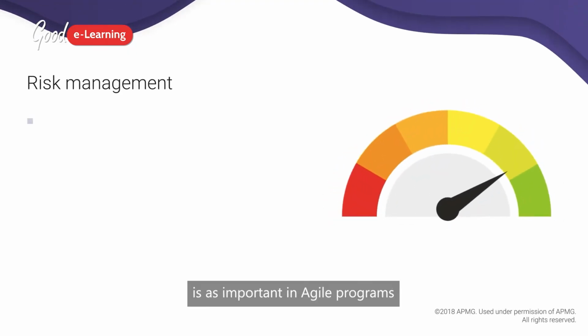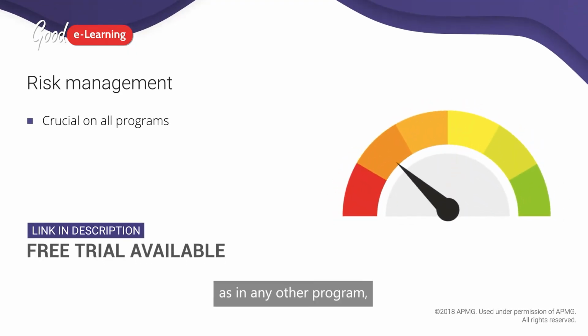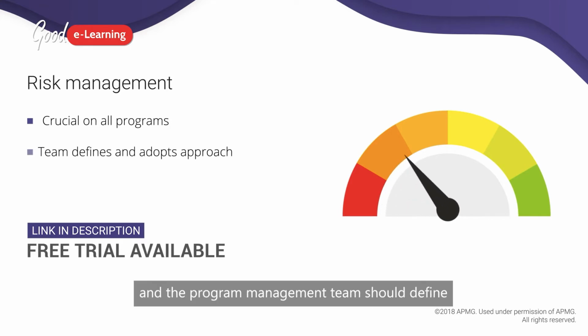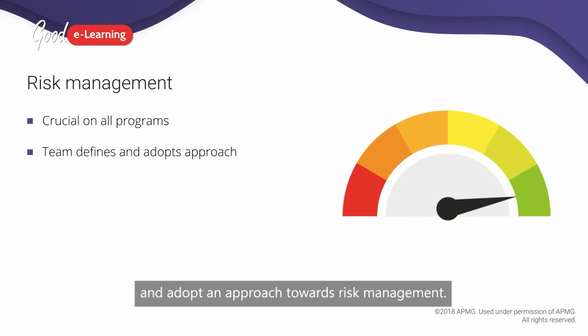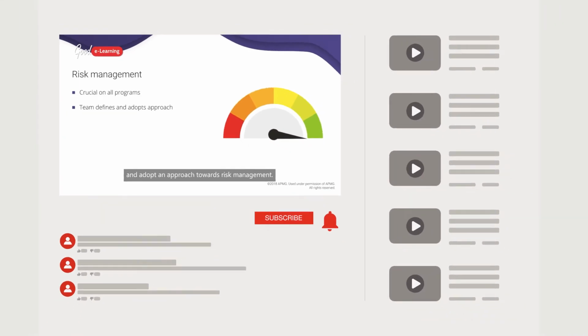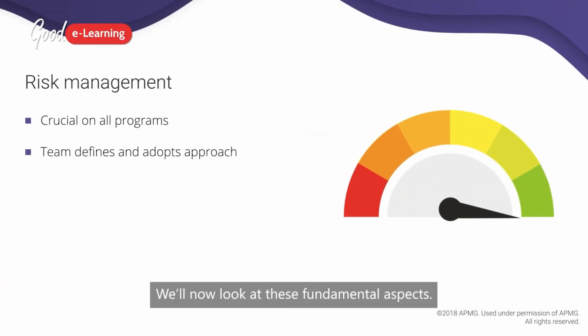Risk management is as important in Agile programs as in any other program, and the program management team should define and adopt an approach towards risk management. The fundamental aspects of risk management should be operating within the Agile program. We'll now look at these fundamental aspects.